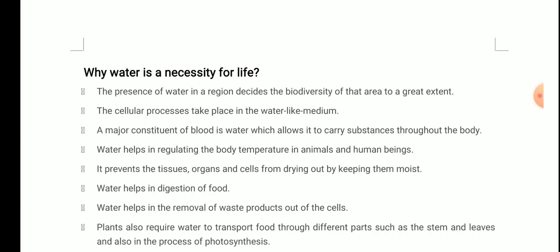Okay, so this was what we discussed about water: where it is present, what amount of it is useful, or what amount is available for human beings, plants and animals to use, and next, why it is a necessity for life.